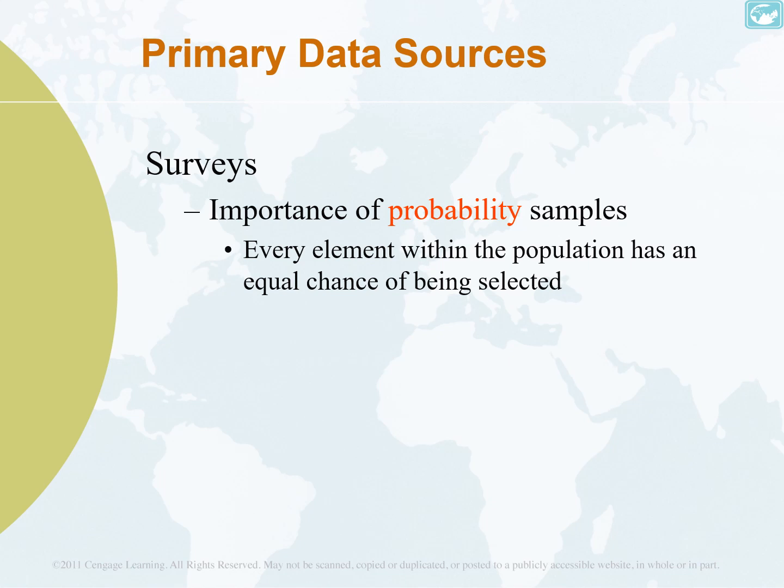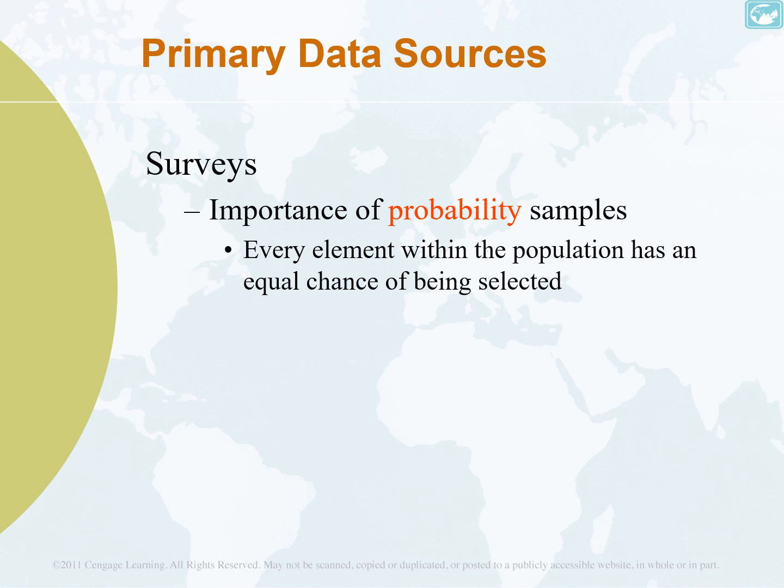Primary data sources, source of primary data. How do you get it? How do you get those data? How do you collect data? Survey is one. Survey. The importance of probability samples is very important here. You need to get the probability sample to make your survey data meaningful.